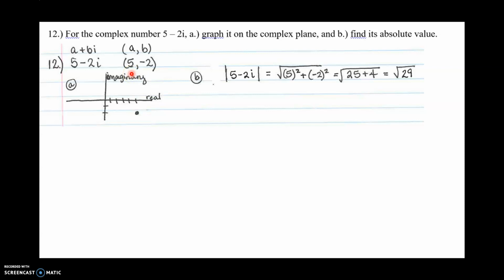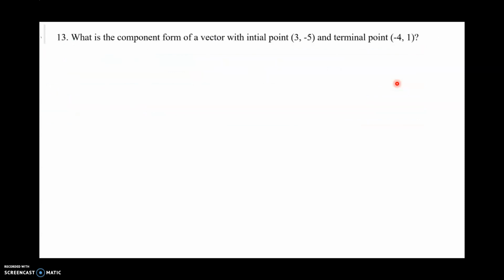If I'm finding the absolute value of that point, I'm going to start the same way. I'm just going to pull out the 5 and the negative 2. So the absolute value is the square root of the first value squared plus the second value squared. So it would be 5 squared is 25, negative 2 squared is 4. So the square root of 29 would be its absolute value. That is the same thing as the magnitude that we got in our vectors, and we're going to see that in just a second. All right, for 13, we had component form of a vector.